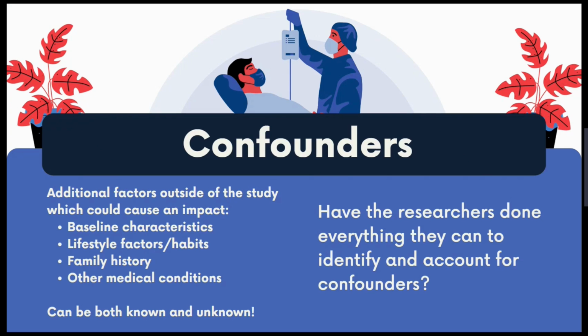Confounders are also a common problem in cross-sectional studies. These are additional factors outside of the main research, which could cause a change in results, the most common being baseline characteristics and lifestyle factors, such as age, weight, and smoking habits. In the paper you're reading, it is important to check if the researchers identified possible confounders and how they were going to deal with them. Can you spot any they may or may not have accounted for?